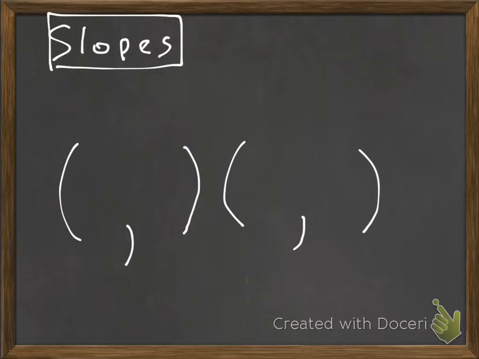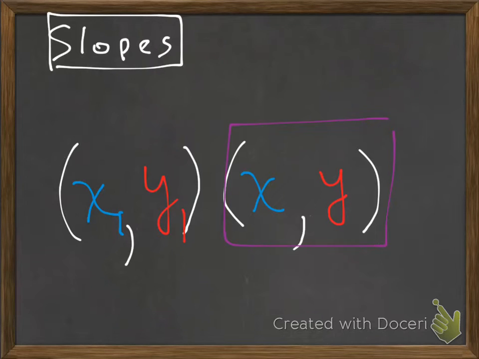Well, when we have 2 points, we know that we have an x and we have a y, and then we also have another x and another y. Now, because this right here is our first point, we're actually going to call that x sub 1 and y sub 1 because it's our first point. So we label those numbers as 1. Since this right here is our second point, we label those numbers as 2 because they are the second point.